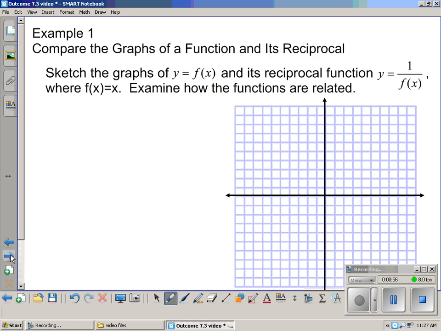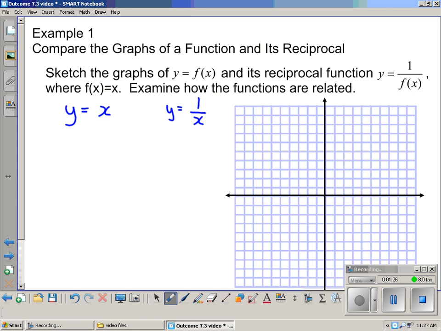Let's compare the graph of a function and its reciprocal. Sketch the graph of y equals f of x and its reciprocal function, y equals 1 over f of x, where f of x is equal to x. So we want to start with our function y equals x. We want to see how it's related to the reciprocal function, where y is equal to 1 over x.